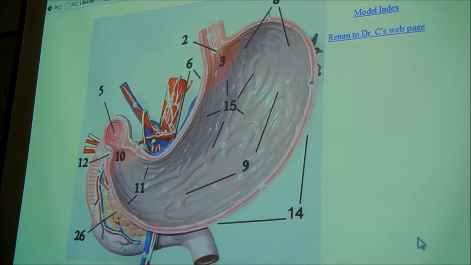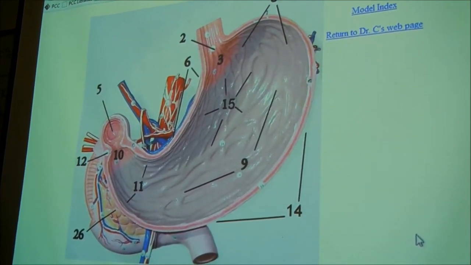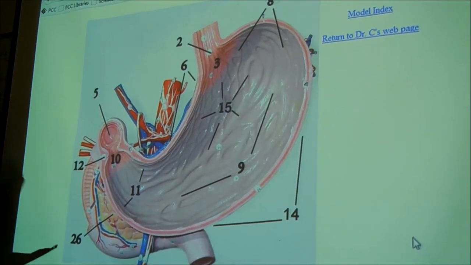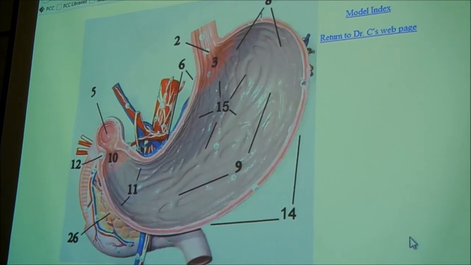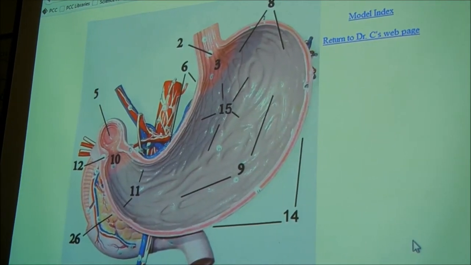Let's do number 14. Greater curvature, Big Bend, literally, if you do it in Latin. So therefore, number six must be the lesser. So you get big and little. The same wording goes to the next two.